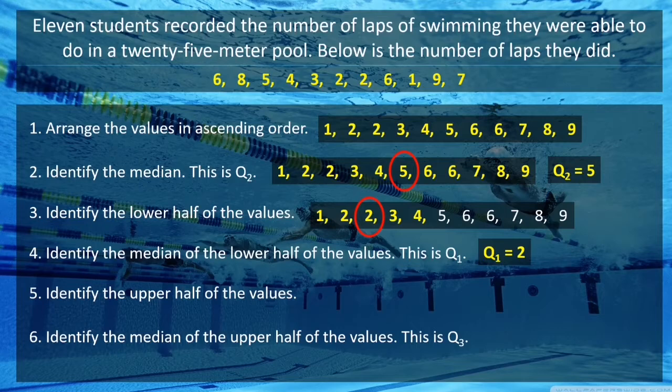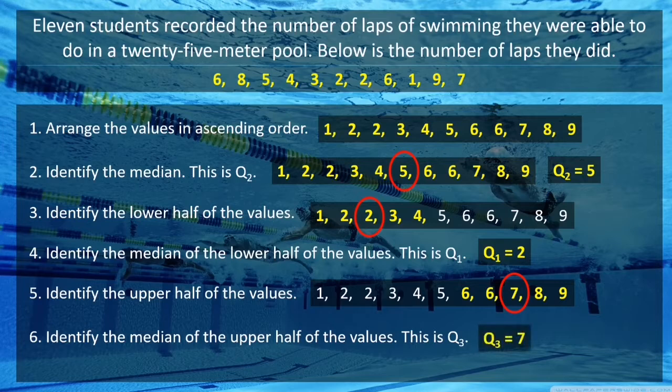Fifth step is to identify the upper half of the values. The upper half of the values are those values found on the right side of the median, which are 6, 6, 7, 8, and 9. And the last step, identify the median of the upper half of the values. The median of the upper half is the middle number, which is 7. 7 is our quartile number 3, or the third quartile.